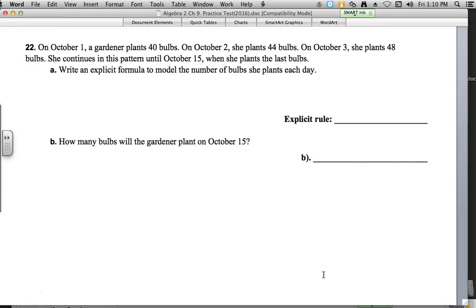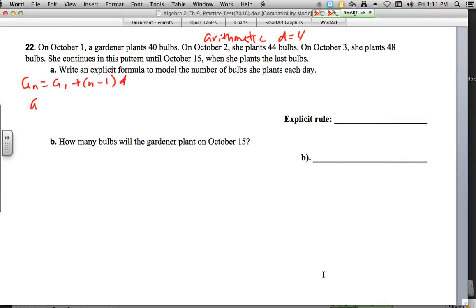Number 22 says, on October 1st, a gardener plants 40 bulbs. On October 2nd, she plants 44 bulbs. On October 3rd, she plants 48 bulbs. She continues in this pattern until October 15th, when she plants the last bulbs. And what I've noticed already is that this is definitely arithmetic, and that d is 4. That's what's going on. So A says, write an explicit formula to model the number of bulbs she plants each day. That's the rule.